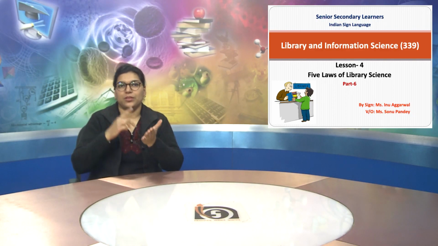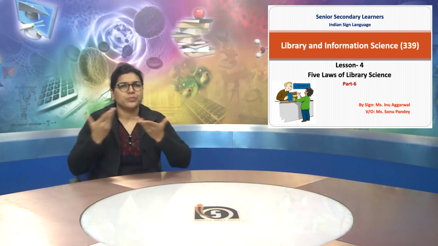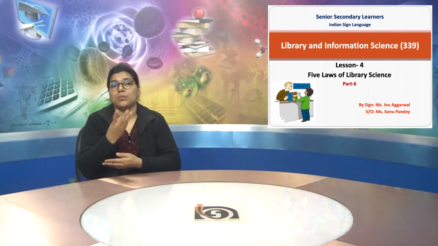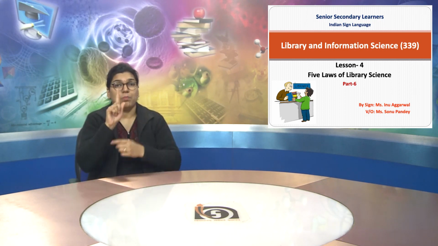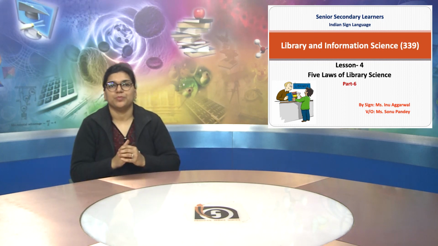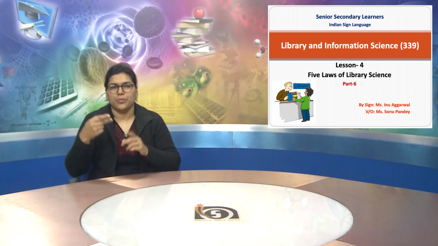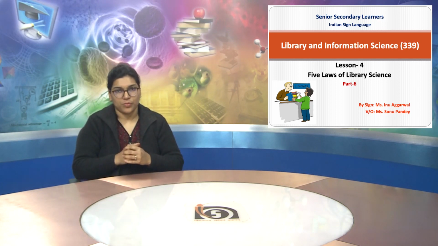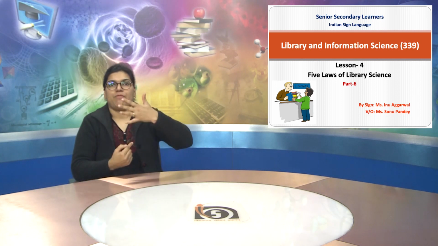Welcome you all in this educational video of NIOS. This is subject Library and Information Science. Code number for this subject is 339. This video is for senior secondary level. This is lesson number 4. Name of the lesson is shown on the screen. It is 5 Laws of Library Science.